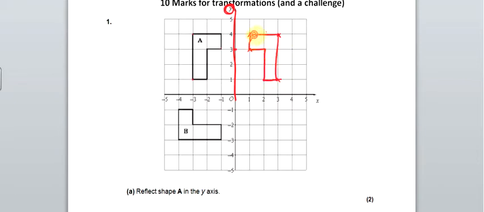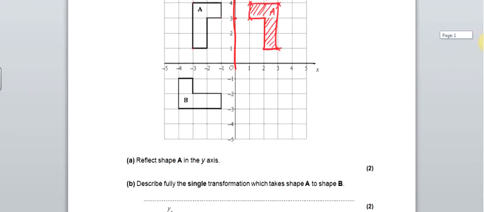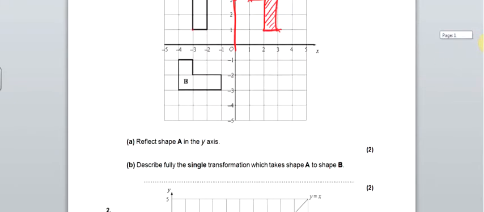There we go, and that's the image of A. When you transform something, what you end up with is the image. Now, 2 marks for that. Now, part B.